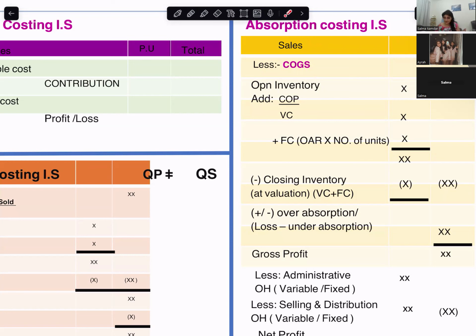Okay, remember that. If you're finding the cost of production, then cost of production will have variable cost and it will have fixed cost also. And if you're calculating fixed cost, it will be OAR into the number of units. Just keep that in mind.